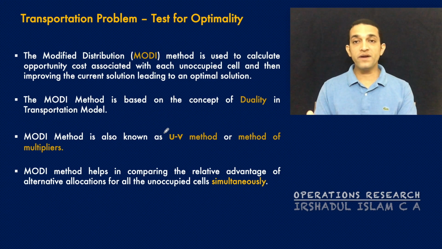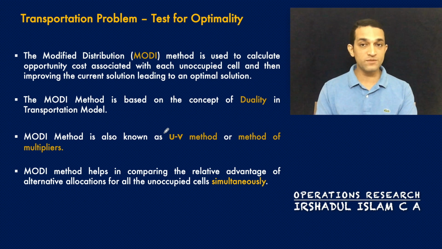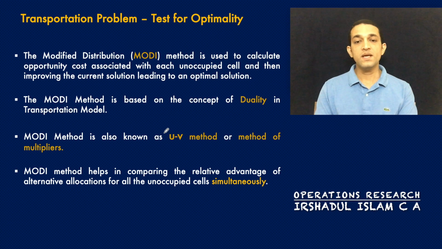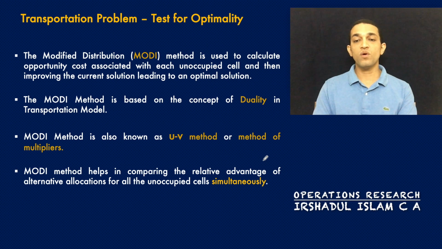This value indicates the per unit cost reduction that can be achieved by making appropriate allocation in the unoccupied cell. The modified distribution method, or MODI method, is used to calculate the opportunity cost associated with each unoccupied cell and then improve the current solution, leading to an optimal solution. The MODI method is based on the concept of duality in transportation problem. It is also known as the UV method or method of multipliers. It helps in comparing the relative advantage of alternative allocations for all the unoccupied cells simultaneously.